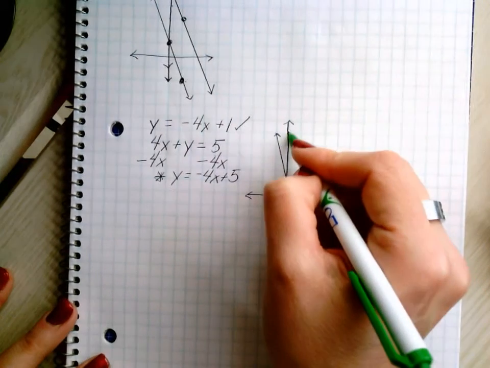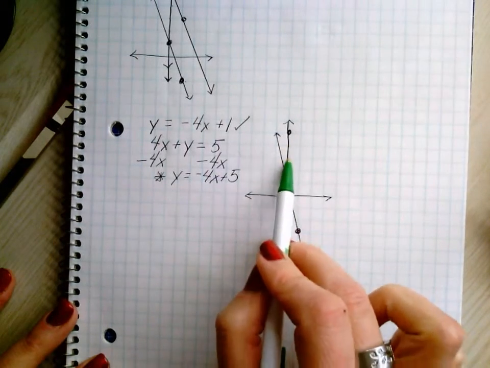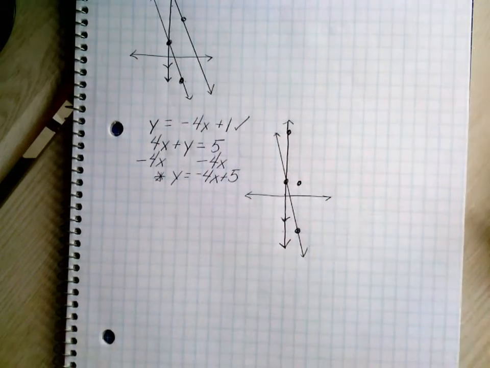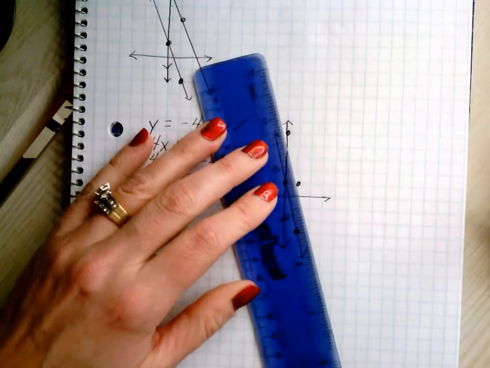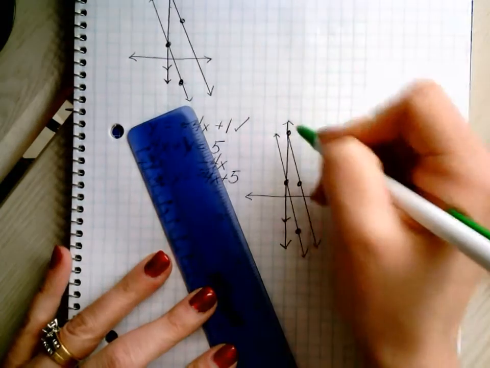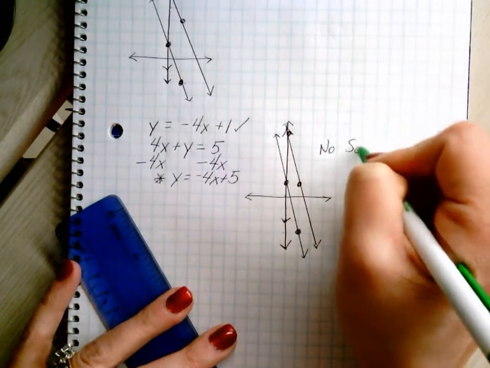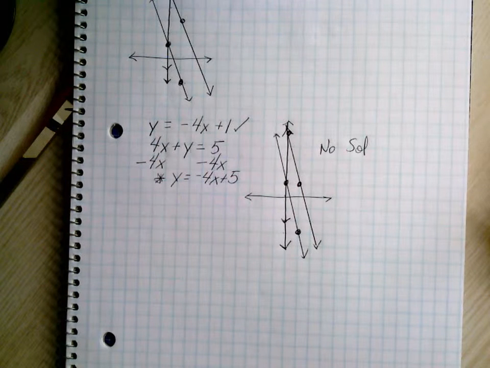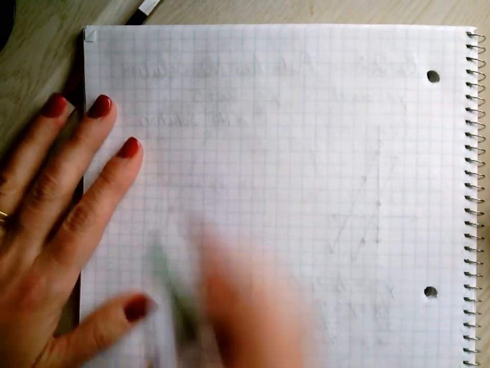1, 2, 3, 4, 5. Slope is -4. Down 4, right 1. They're like right next to each other, like railroad tracks. Okay? No solution. Those lines will never meet, just like railroad tracks. Okay? There's a third scenario that you might encounter. And that scenario is infinite many solutions. Not all numbers, but infinite many solutions.